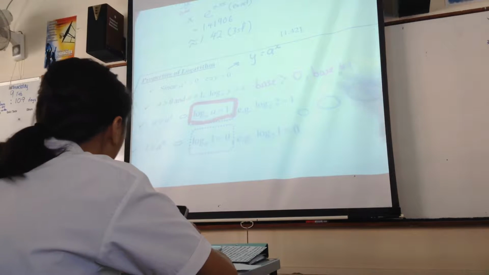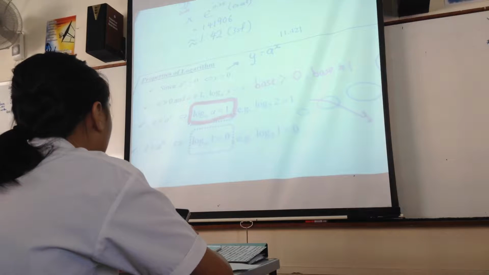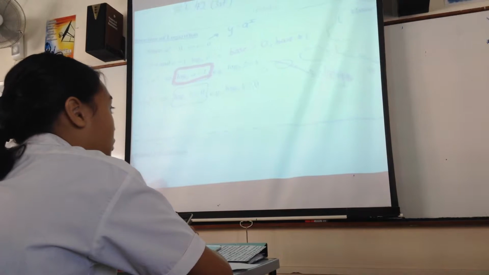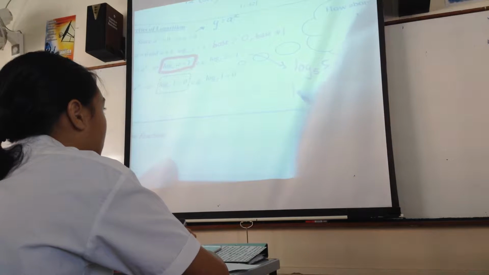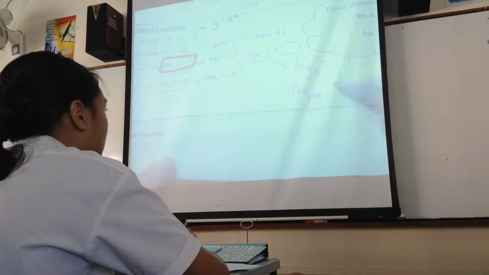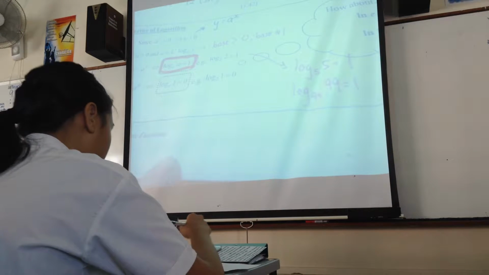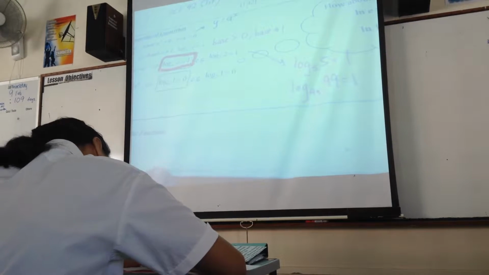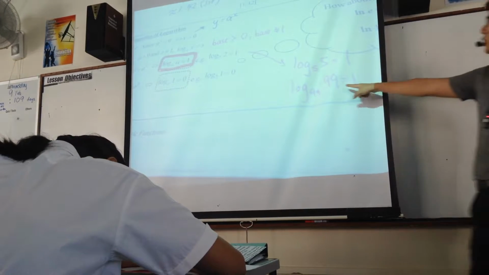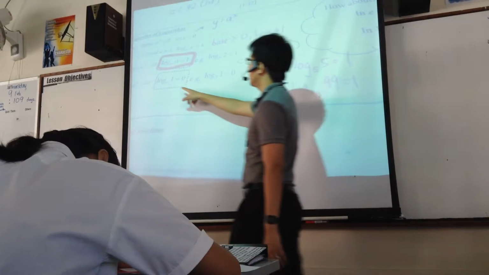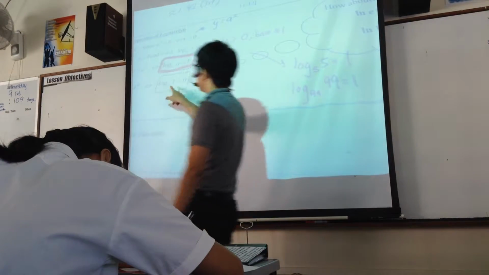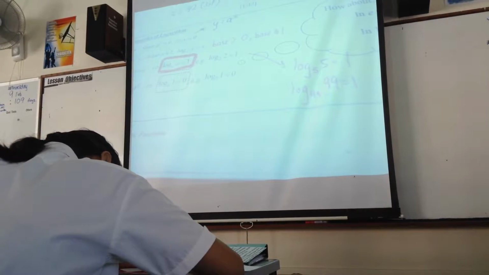Okay? Now, give more example here. Log 5 base what equals to 1? 5. So log 5 base 5 equals to 1. Log 99 base 99 equals to 1. Okay, so log base of any number, then the same number, is always equal to 1. Now, next one, log a 1 is equal to 0.